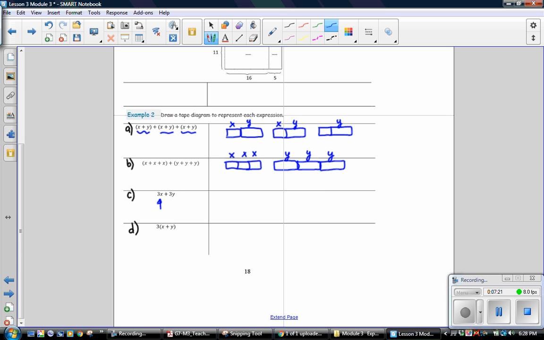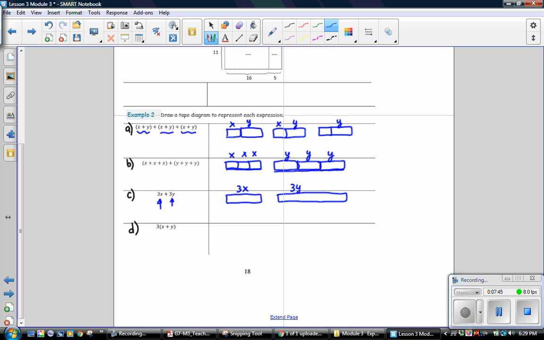And here above we see that 3x is this length, so we want this rectangle to be the same as 3x. And we want 3y. We see above that 3y is this length, so we want 3y below to be the same length. So this is 3x plus 3y.